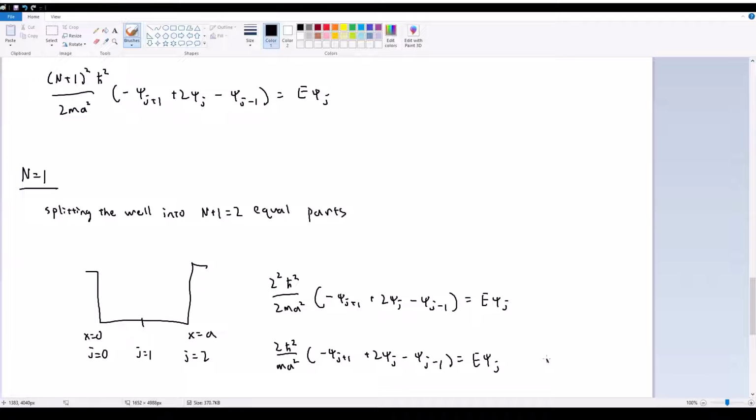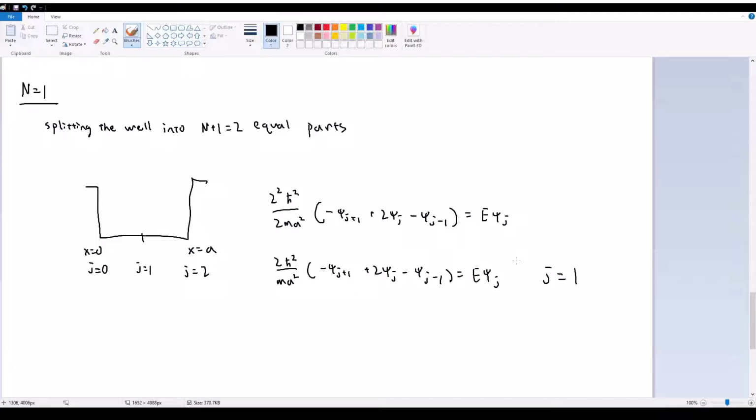And for this case, j can only equal 1. Because remember, for every value of j, we have to go 1 above and 1 below. So for j equals 1, we go 1 below to j equals 0, and 1 above to j equals 2. If j equals 0, we can't have j equals negative 1. That doesn't make sense. And if j equals 2 or higher, we're going to get negative psi 3 or negative psi 4, which doesn't exist in this interval. So j equals 1 is the only valid value for j in this n equals 1 case.